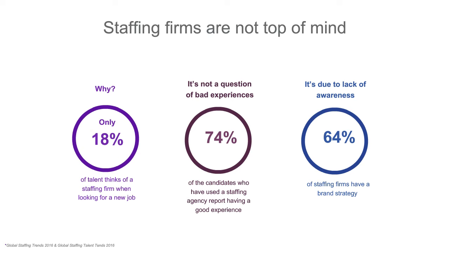So let's start with addressing the branding challenge and identifying ways you can help solve this problem. The current state of the market is tough, as you all know. It's a candidate market. And with that, you have to make sure your firm is top of mind and front and center when candidates are looking for new jobs. However, we've found that agencies have struggled to develop an online presence and evolve with the era of social recruiting. We conducted some more research, and only 18% of respondents reported that they think of staffing firms when looking for a new job.